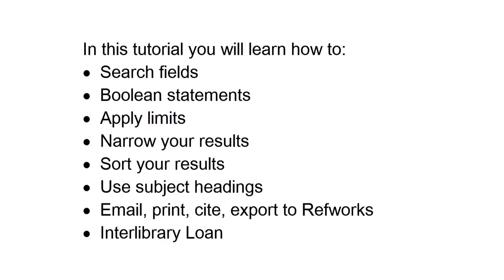In this tutorial, you'll learn how to use the different search field options to execute different kinds of searches, how to enter complex Boolean statements into Avery, apply limits to searches, how to narrow your results and sort them, how to use subject headings, email, print, cite, and export to RefWorks to track your research, and how to use the Interlibrary Loan Service to obtain articles from journals the University of Toronto does not subscribe to.